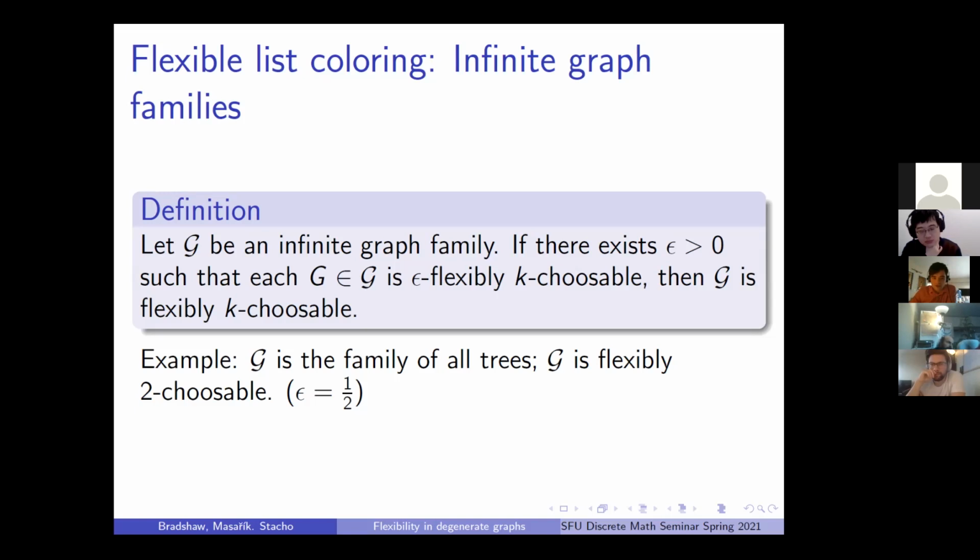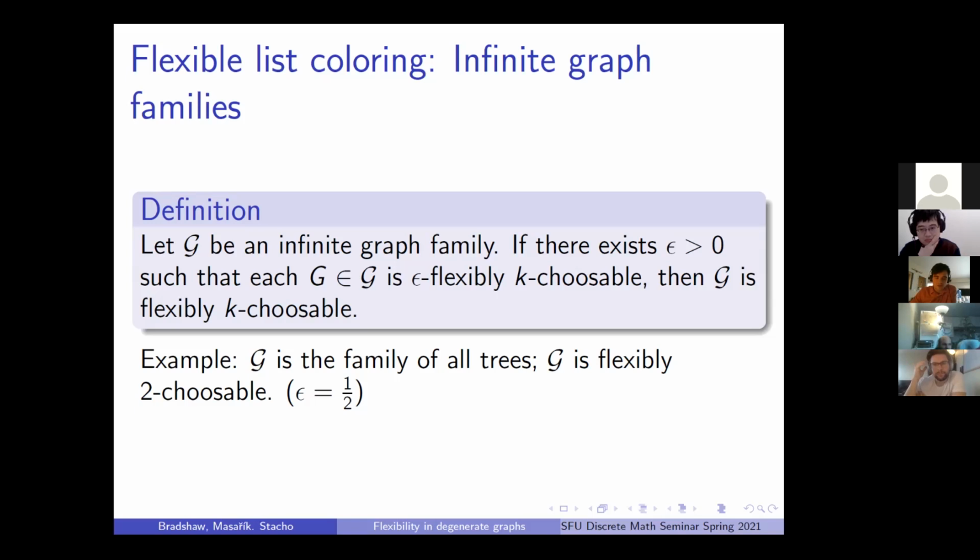It's not too hard to show that if you take any tree, no matter how big or small, and then you give each vertex in the tree a list of 2 colors, and then you choose some set of coloring preferences on a vertex subset of the tree, then you can always find a proper list coloring that satisfies at least half of your preferences. So that means every tree is 1/2 flexibly 2 choosable, and that implies that the family of trees is just flexibly 2 choosable.